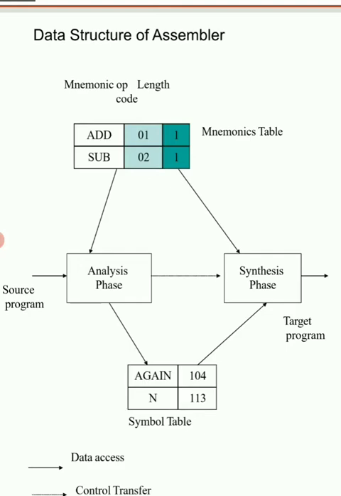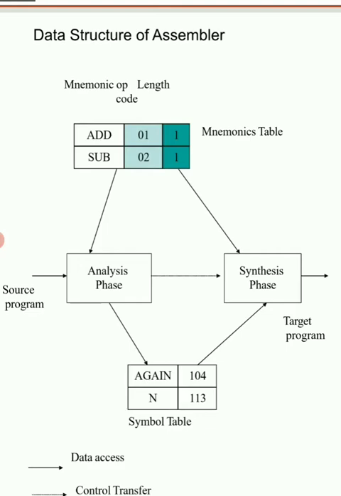When we study the fundamentals of language processing, language processing involves two programs, the source and the target program. The source program is what we give to the analysis phase, and after that synthesis of that program means the target program will get synthesized at the output.